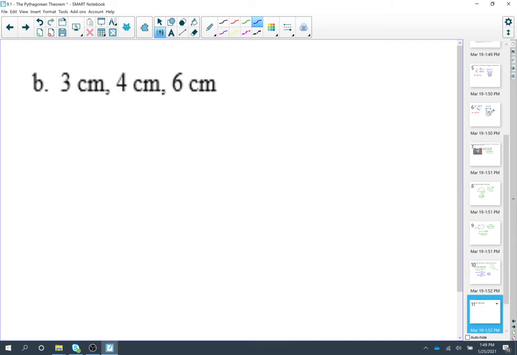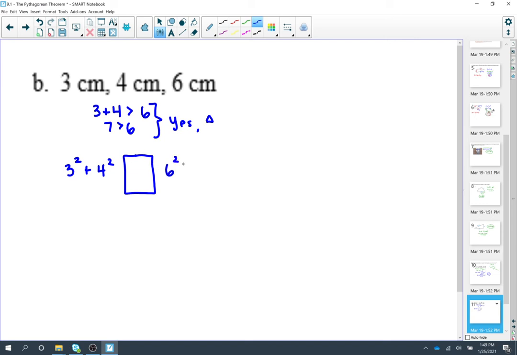Letter B. First of all, take the 2 smaller sides, add them together. That has to be bigger than the third side. This is 7 is greater than 6, which is true. So this just tells us, yes, this can make a triangle. Then we use the Pythagorean theorem. Short side squared plus short side squared, box, long side squared. This is going to be 9 plus 16, which is 25, box, 6 squared is 36.